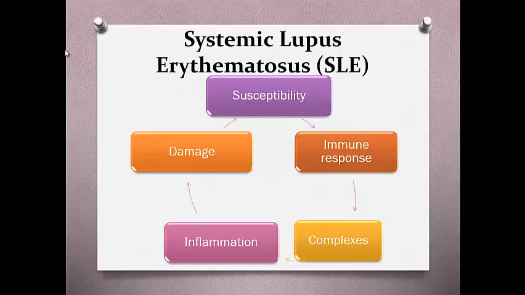Lupus involves the immune system, so it's the result of a disturbed immune regulation. The 5 phases begin with susceptibility. So we have predisposing factors, genes, gender, things in the environment, that then result in an abnormal immune response. And remember, we have the T cells and the B cells that are defender cells, and they're designed to recognize an antigen and multiply to find it. These B cells make proteins called antibodies.